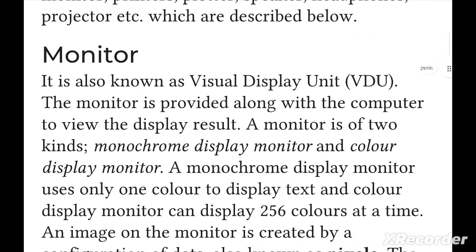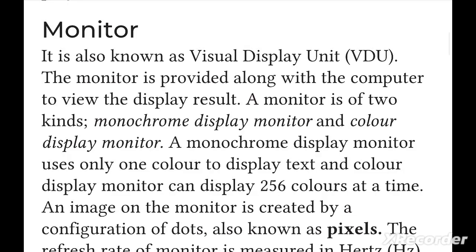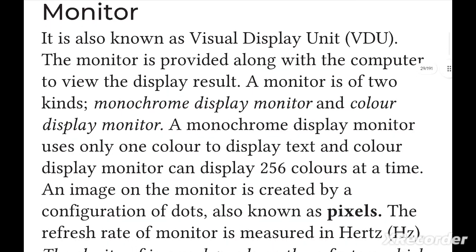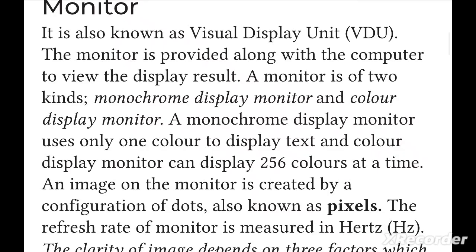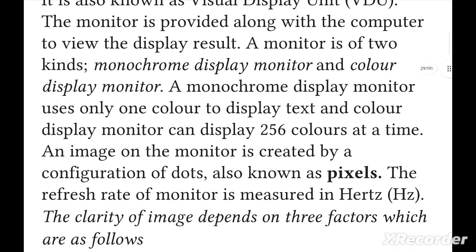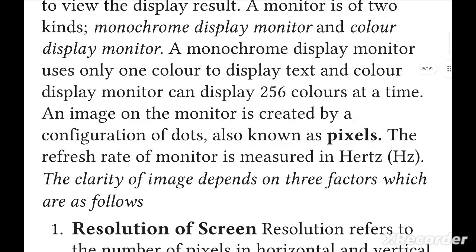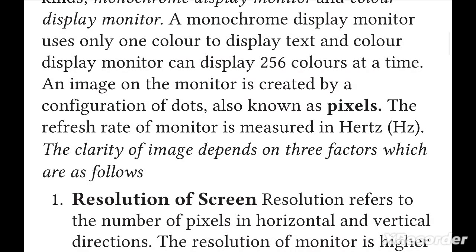Next, monitor. It is also known as Visual Display Unit (VDU). The monitor is provided along with the computer to view the display result. A monitor is of two kinds: a monochrome display monitor and a color display monitor. A monochrome display monitor uses only one color to display text and graphics. A color display monitor can display 256 colors at a time. An image on the monitor is created by a configuration of dots, also known as pixels.